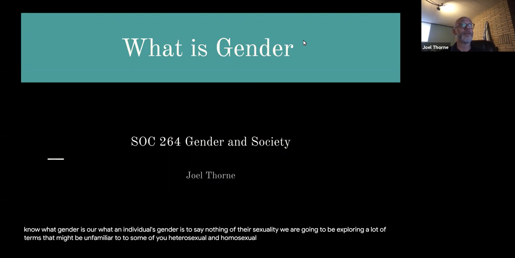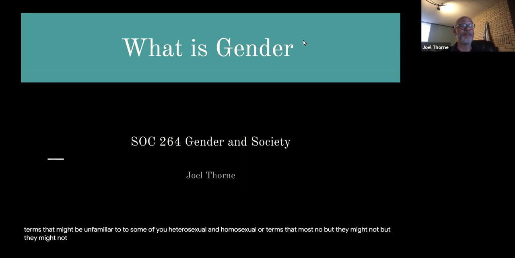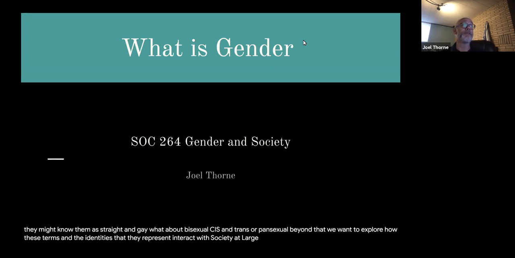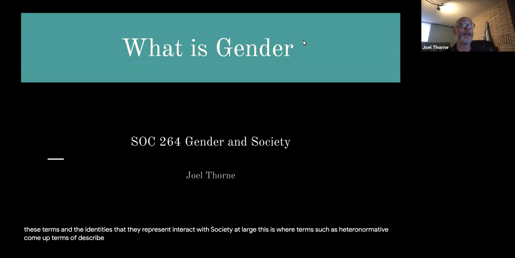Heterosexual and homosexual are terms that most know, but they might know them as straight and gay. What about bisexual, cis, and trans, or pansexual? Beyond that, we want to explore how these terms and the identities that they represent interact with society at large. This is where terms such as heteronormative come up, terms that describe how institutions and systems perceive gender and sexuality.